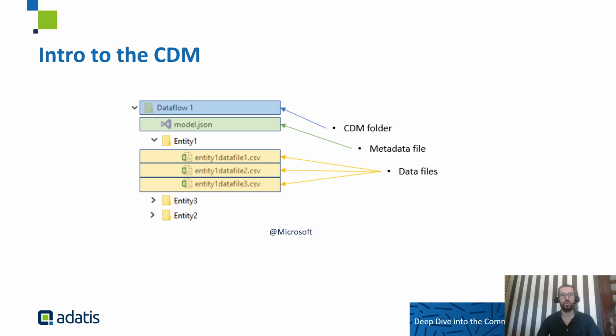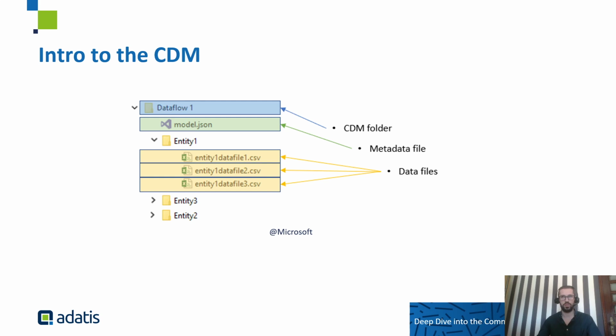We are all, as I like to say, in a transitioning period. Up till probably April this year, the way that the CDM folders were stored in the lake was using what is known as the model.json. And we still have services using this approach, such as Dynamics 365, Power Apps, and Power BI Dataflows. The structure is composed of files and folders.